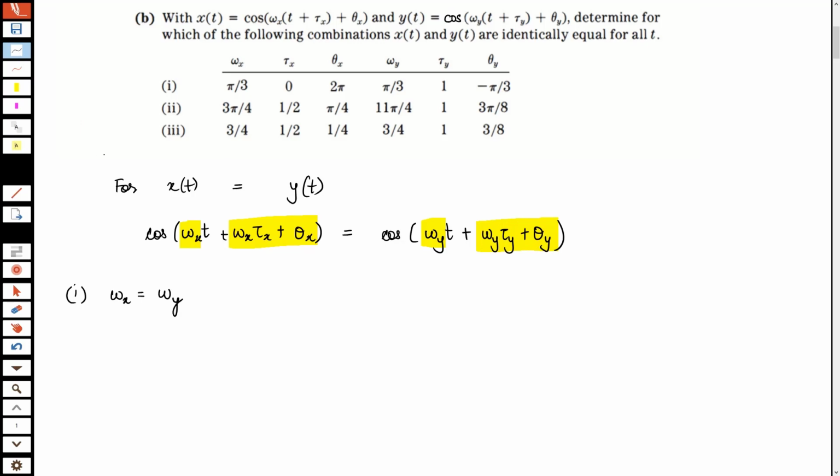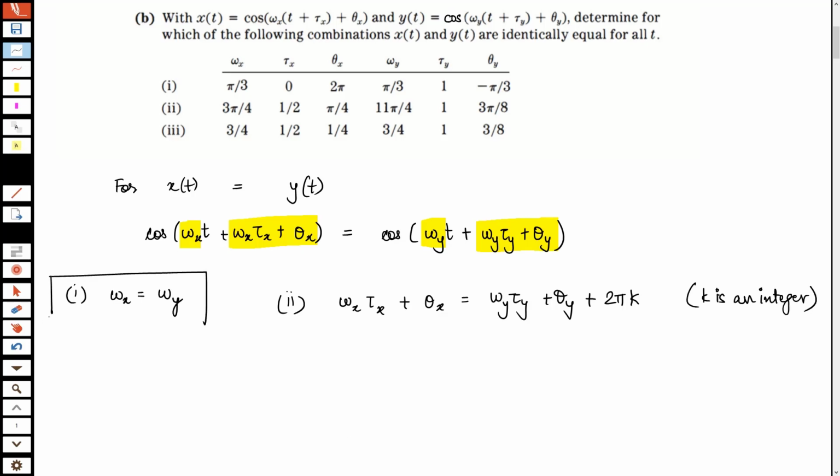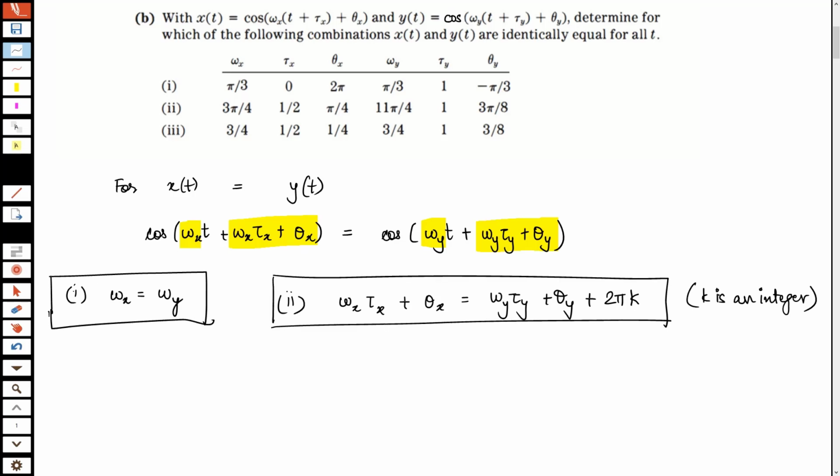And because these are angles, we can say that phases are same even if they differ by an amount of 2 pi. That means omega_x tau_x plus theta_x should be omega_y tau_y plus theta_y, and it's okay even if they differ by an amount of 2 pi k, where k is an integer, right? So these are the two conditions that we need to check before saying whether these values of omega_x and omega_y will make x(t) and y(t) identical.